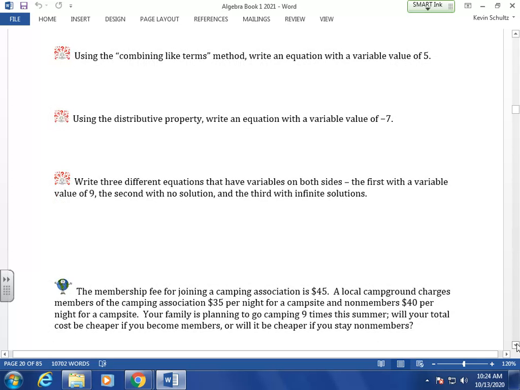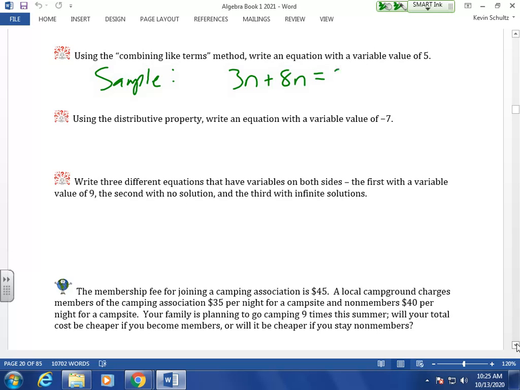Using the combining like terms method, write an equation with a variable value of 5. So a sample, you may not use this one, okay? But a sample equation, what I'm referring to is something like 3n plus 8n equals 55, right? That's an example of a combining like terms equation with a variable value of 5. If I were to plug 5 in for n, this equation would equal 55. So that's what I'm talking about. You need to write an equation with combining like terms.